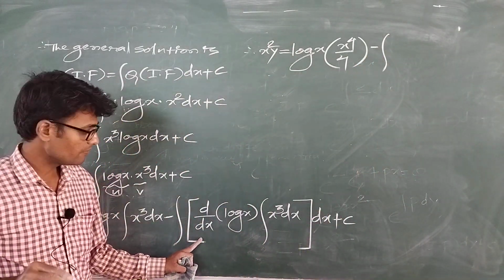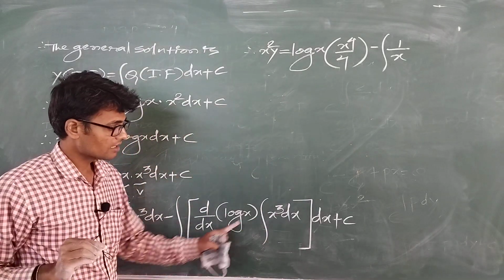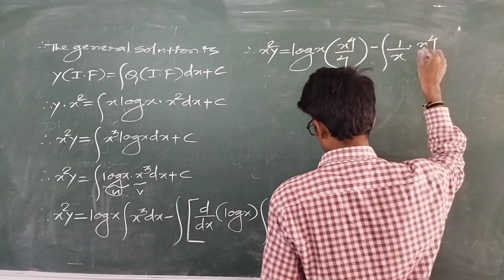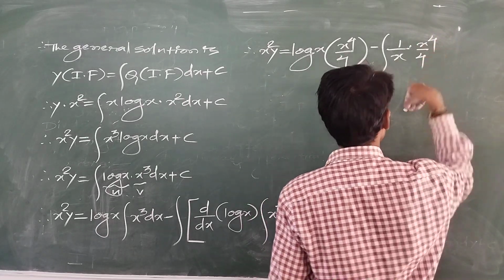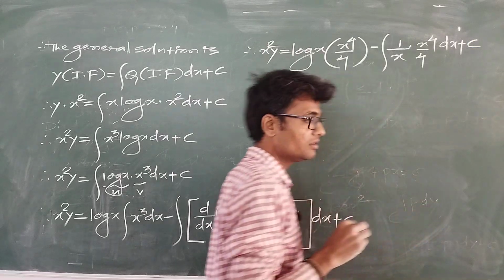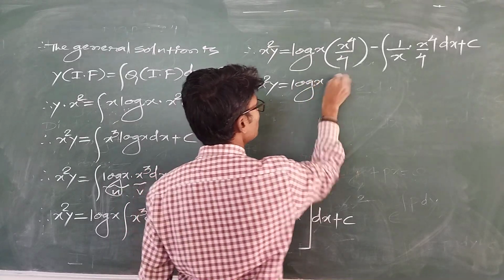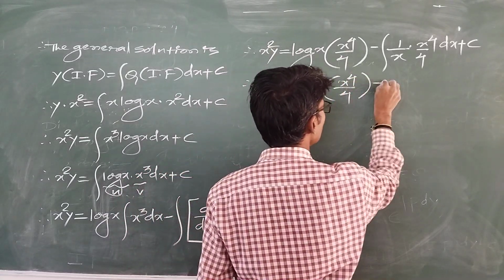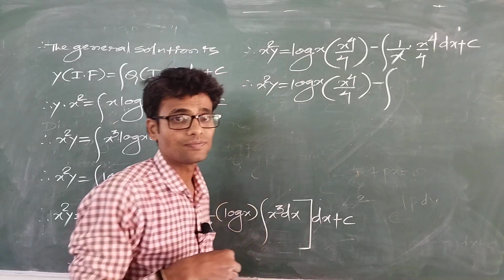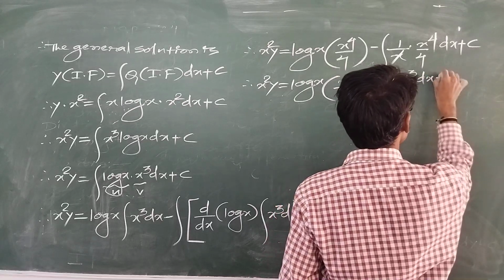The differential of log x is 1 by x. The differential of log x is 1 by x. The integration of x cube is x raised to 4 divided by 4, next into dx you write, and after that you write plus c. So now x square into y is equal to log x into x raised to 4 by 4 as it is, minus the integration of this: the x from x raised to 4 gets cancelled. So you will get x cube divided by 4 into dx plus c.